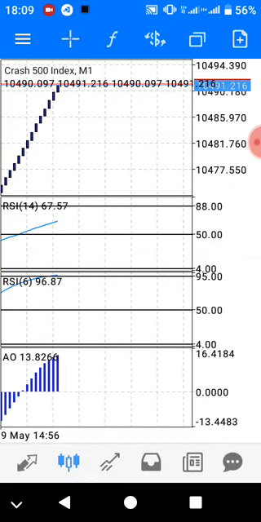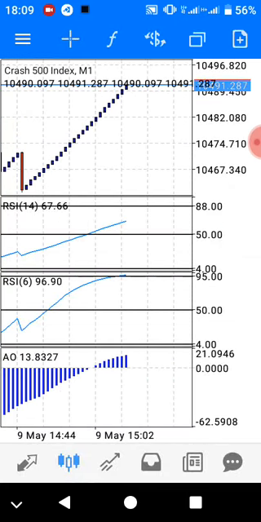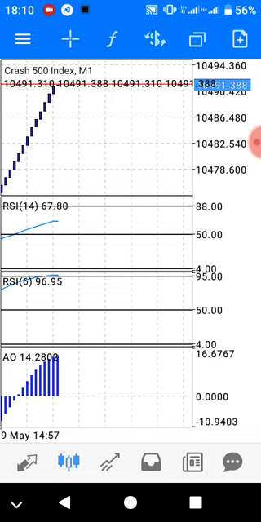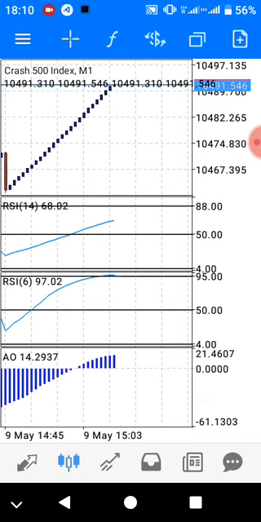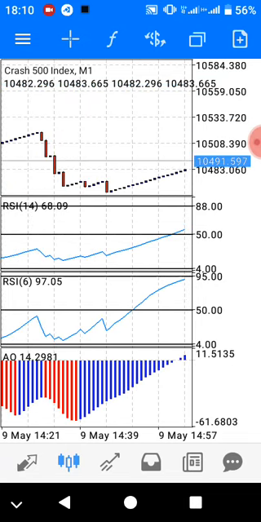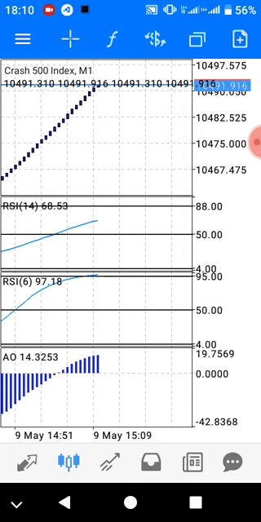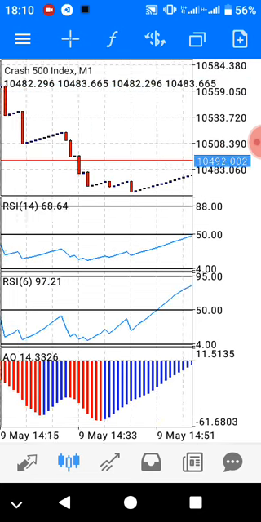You click done. So if you look at our 2 RSI, we'll see that RSI 6 has reached our sell point at 96, but our awesome oscillator is telling us that this is a strong buy trend. So we use the RSI 14 to confirm our sell order.